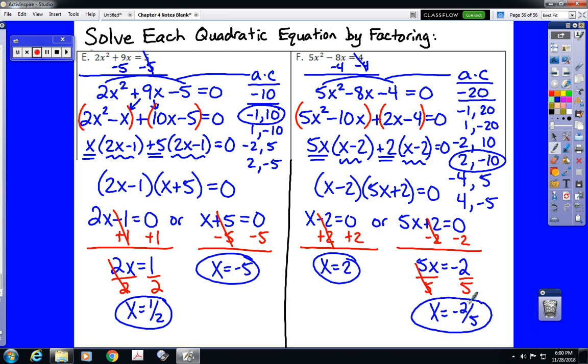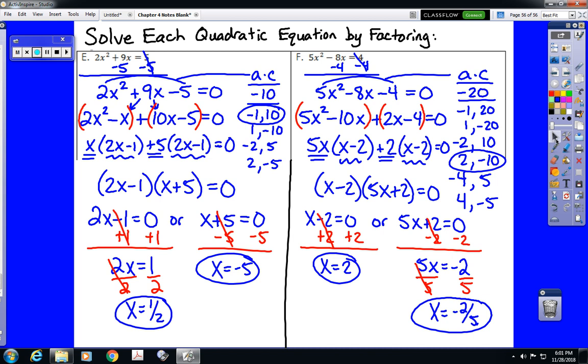Now one last thing, ladies and gentlemen, you'll notice I wrote the fractions 1/2 and -2/5. I did not give the decimal equivalents of 0.5 and -0.4. You are in Algebra 2. You should not be giving your answers as decimals. They're going to be a nightmare for you if you try to do things with decimals later in this course.